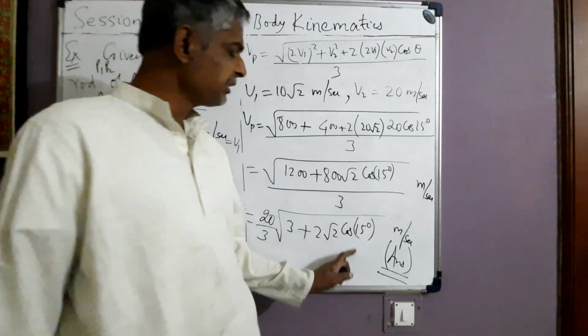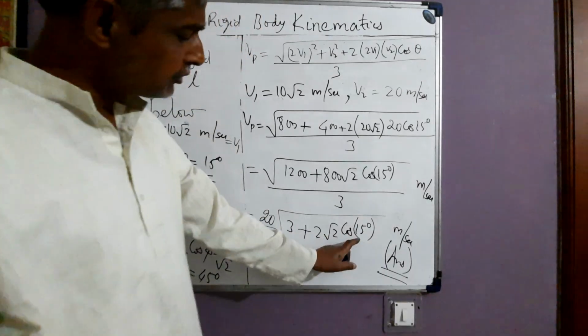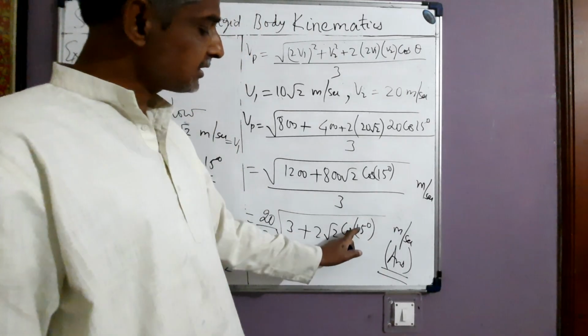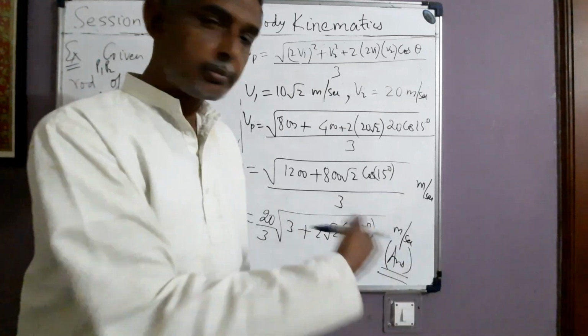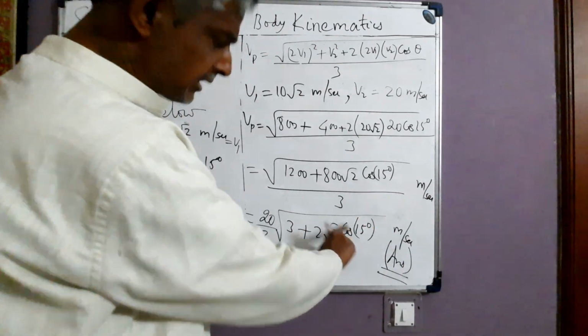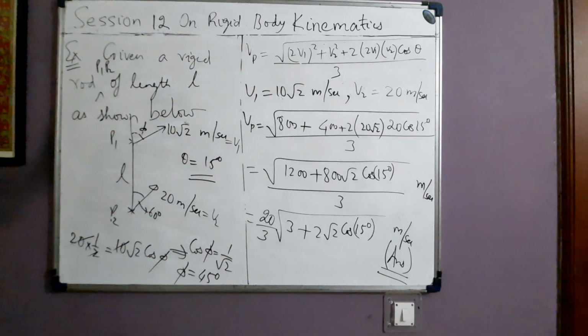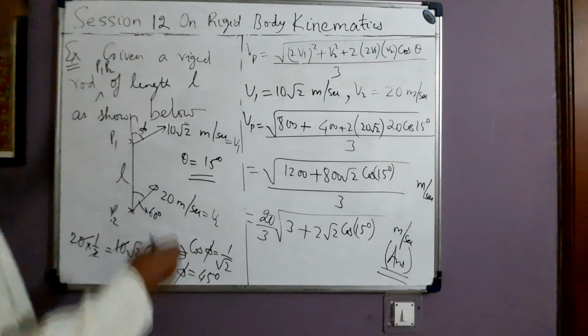So cos 15 degree you leave it, you can see it from the table, or you can calculate this also. If you write 15 degree as 60 minus 45 and then break it using the cos A minus B formula, you can do that, but you can leave it like this, there is no harm. As long as the expression is correct, it's all right. Fine. Now you have the first column.